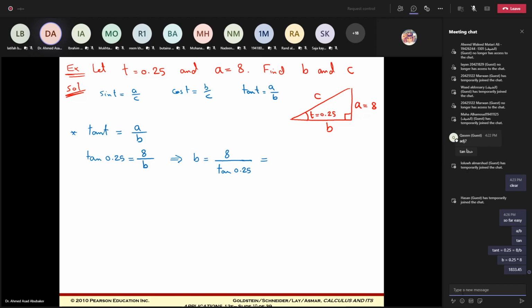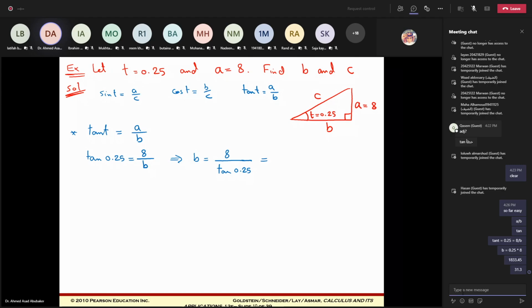So check if the system in your calculator is in the degree measure or in radian measure. You can change it by pressing shift and setup and choosing a number, for example, radian 4. Okay, what's the value for the B? Yes, 31.33. This is the value of B.